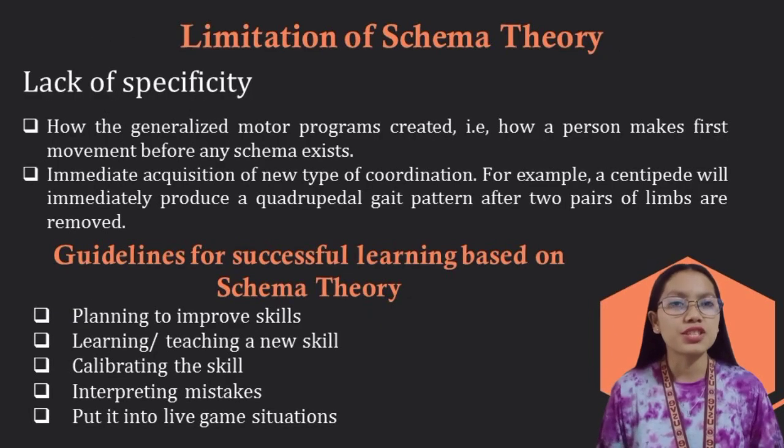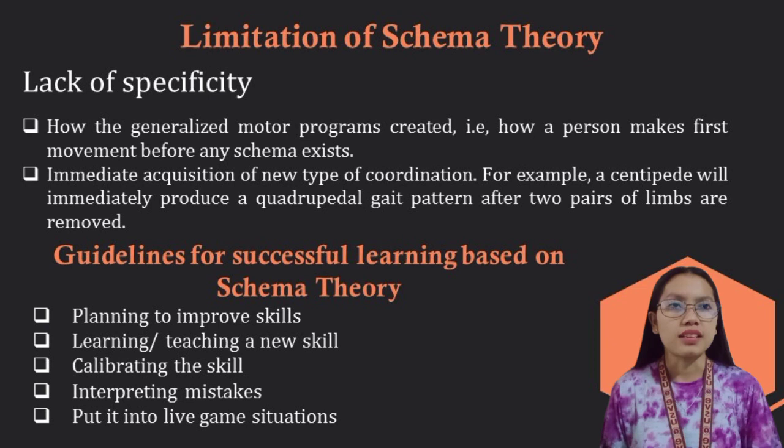Here's the limitation of schema theory. Lack of specificity: how the generalized motor programs are created. Example, how a person makes a first movement before any schema exists. So, immediate acquisition of a new type of coordination. For example, a centipede will immediately produce a quadrupedal gait pattern after two pairs of limbs are removed.